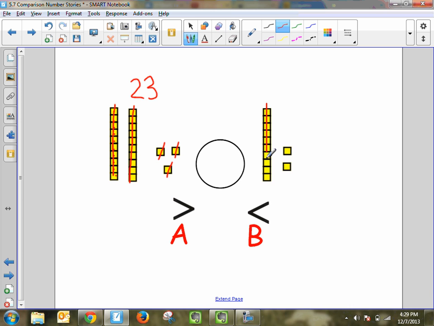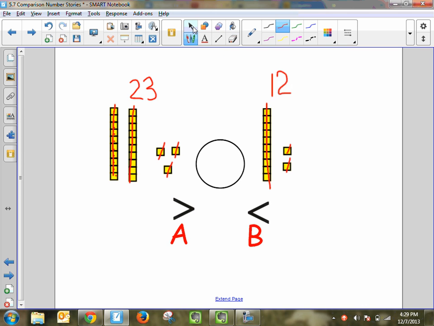We have 10, 11, and 12. So I would write a 1 and a 2 to show the number 12. Again, I can move these so it makes a little more sense. You can see that I have 2 tens and 3 cubes. And with my number 12, I have 1 long and then 2 cubes.